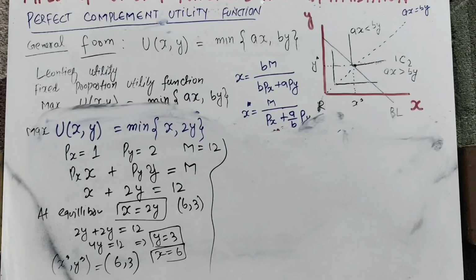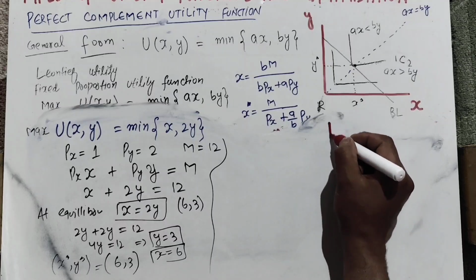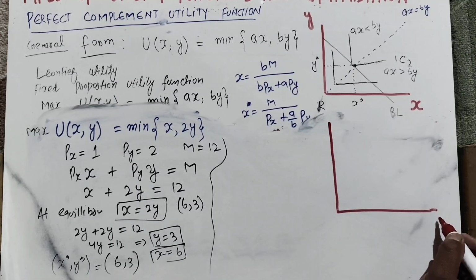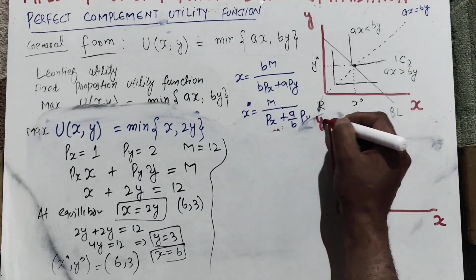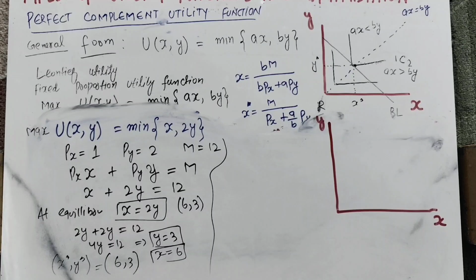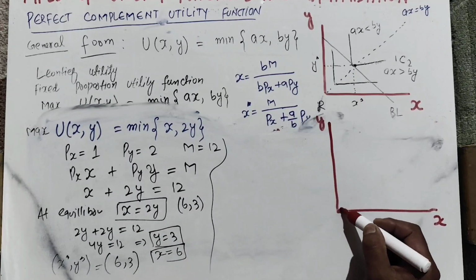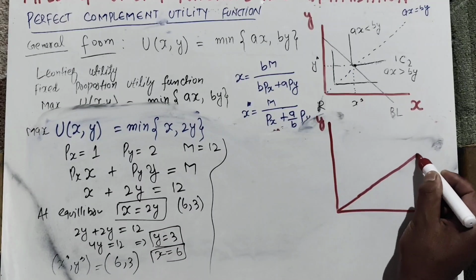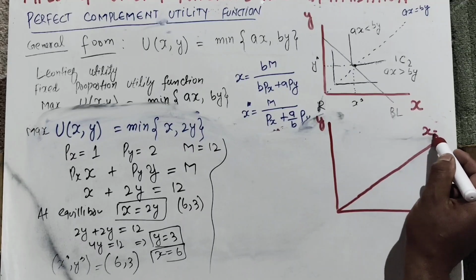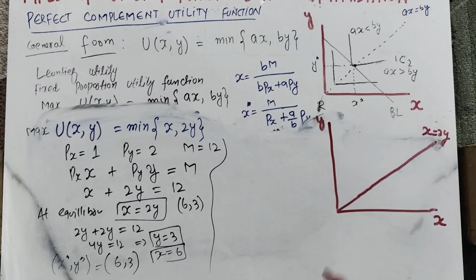Now how do we show it on the graph? Let me draw a simple graph here. So we have good x on the horizontal axis, good y on the vertical axis. X is equal to 2y, so it will look like this. Okay, so this is our x is equal to 2y. This is our ray where our optimal bundle will lie.